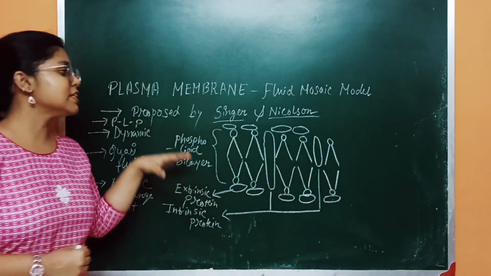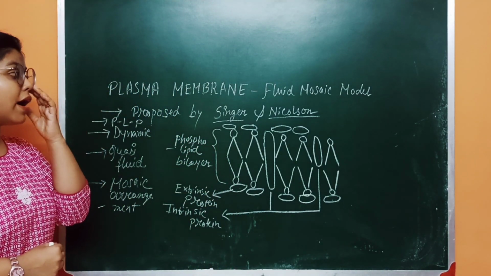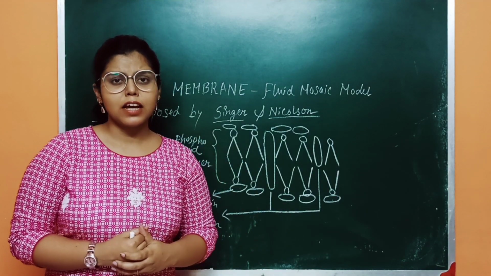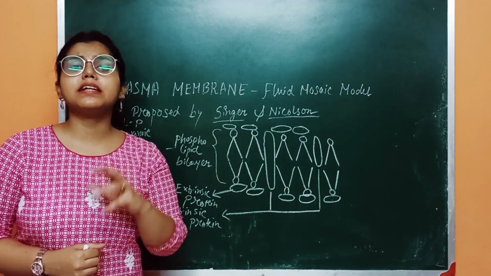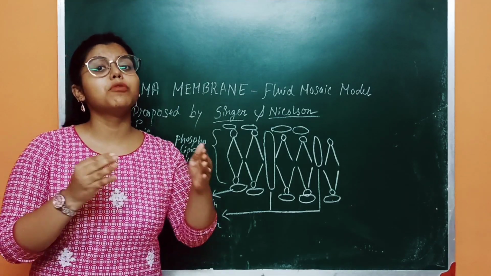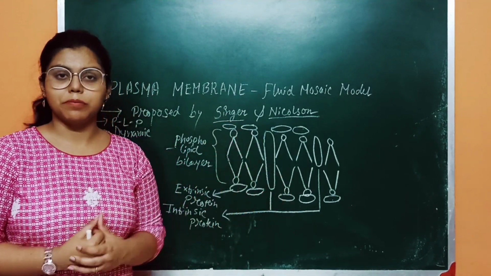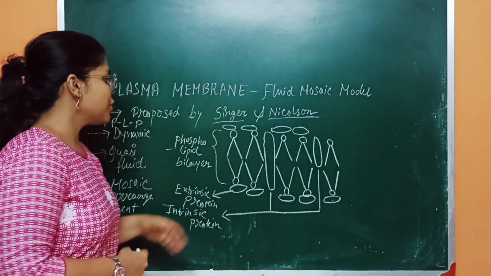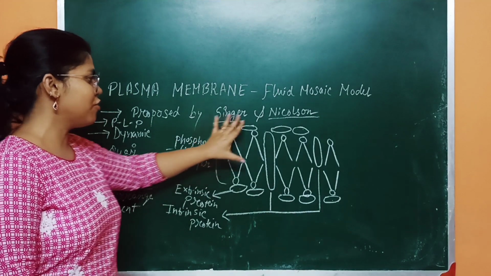So what is the structure of the membrane, why is it known as the fluid mosaic arrangement, and why did they give the particular name, the fluid mosaic model, to the plasma membrane? First, let me tell you the structure of the plasma membrane. So you can see this is the structure of the plasma membrane.